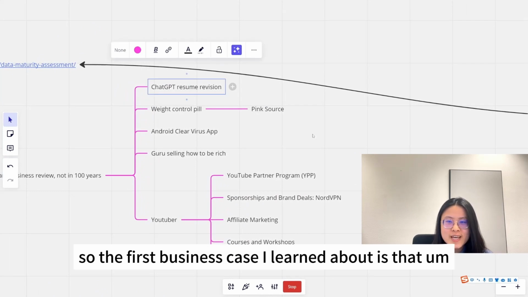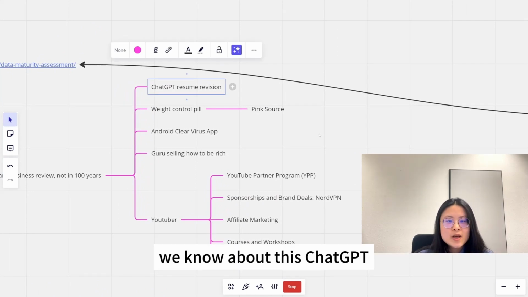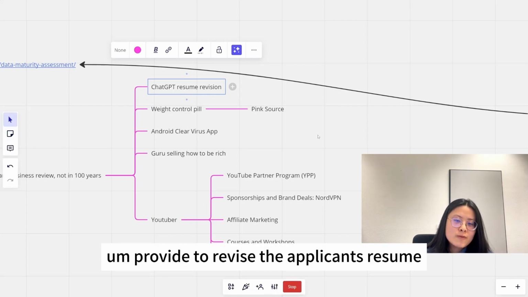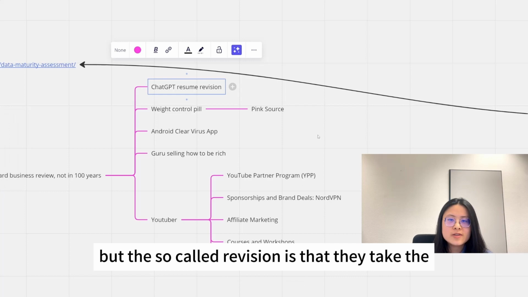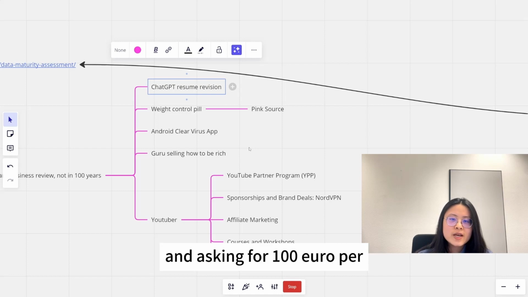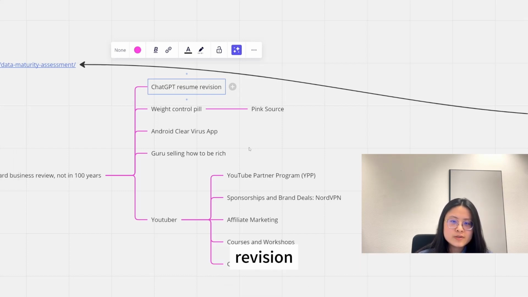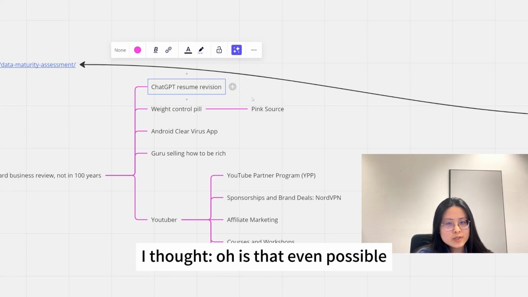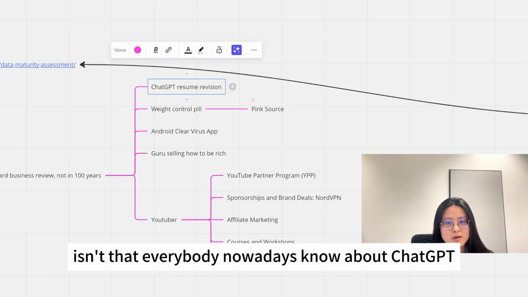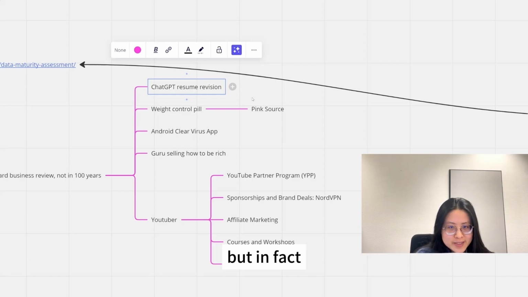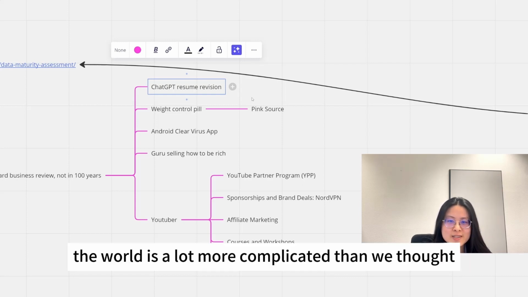So the first business case I learned about is that we know about this ChatGPT. So I learned a business model where they offer to revise the applicant's resume. But the so-called revision is that they take the resume and feed it into ChatGPT and ask for 100 euro per revision. So when I first heard of it, I thought, oh, is that even possible? Isn't it that everybody nowadays knows about ChatGPT? How can you just use the information gap to earn money? But in fact, the world is a lot more complicated than we thought.